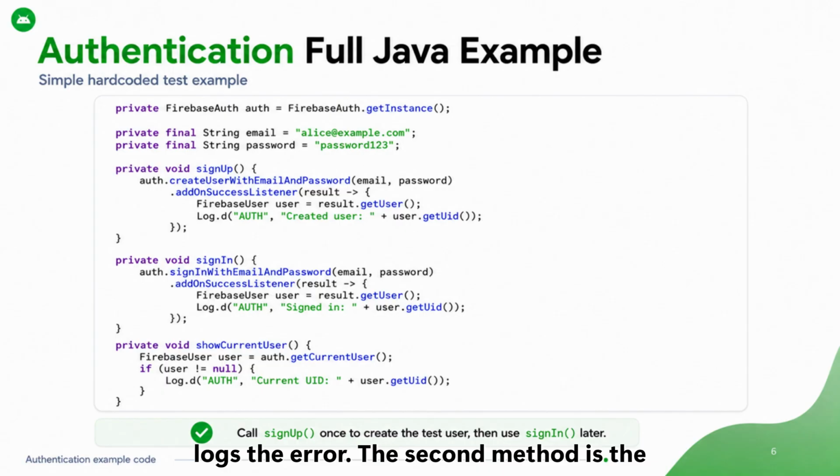The second method is the sign-in method. It uses the same email and password, but this time it calls signInWithEmailAndPassword. Again, if the sign-in succeeds, the code gets the current user and prints the UID. The final method checks the currently signed-in user. If the user is not null, that means someone is already signed in, and the app can use that user's UID. In a simple class activity, students can first call sign up once, and later call sign in to test the same account.